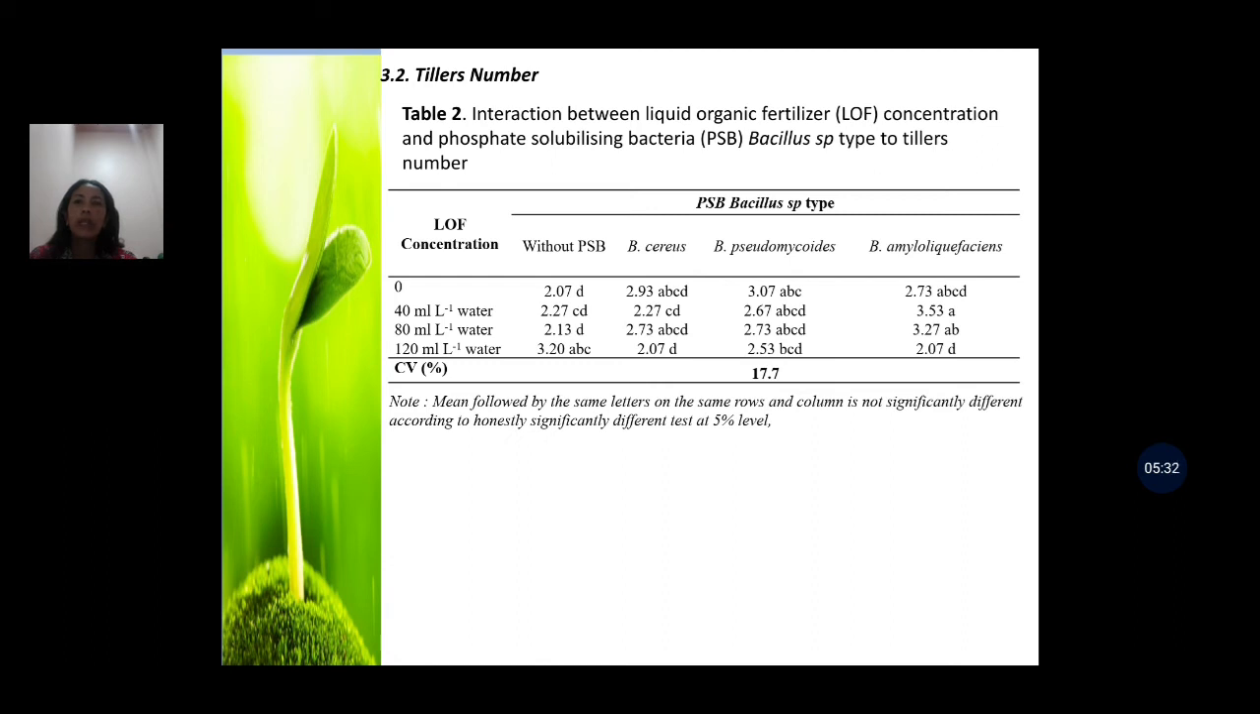Tillers number. From table 2, we can see that the highest tillers number was obtained in the treatment of liquid organic fertilizer with a concentration of 40 ml per liter water and Bacillus amyloliquefaciens, 3.53. This indicated that the treatment of liquid organic fertilizer 40 ml per liter water and Bacillus amyloliquefaciens can increase the growth of potato tillers by 41.36%, which will have the potential for tuber formation for the yield.